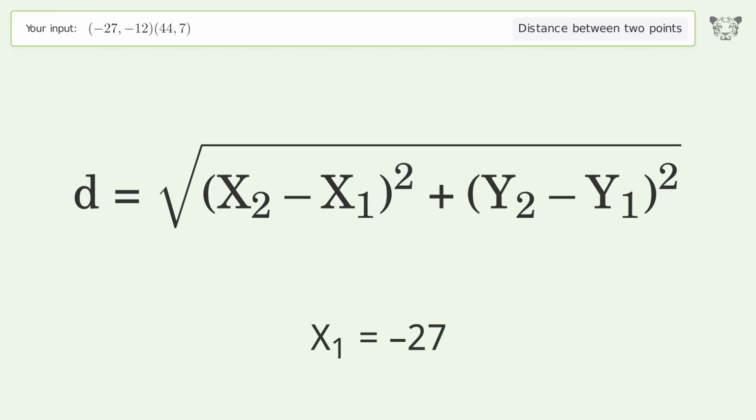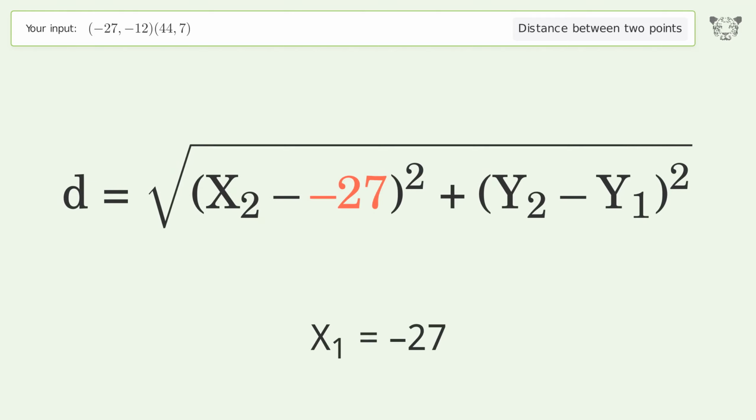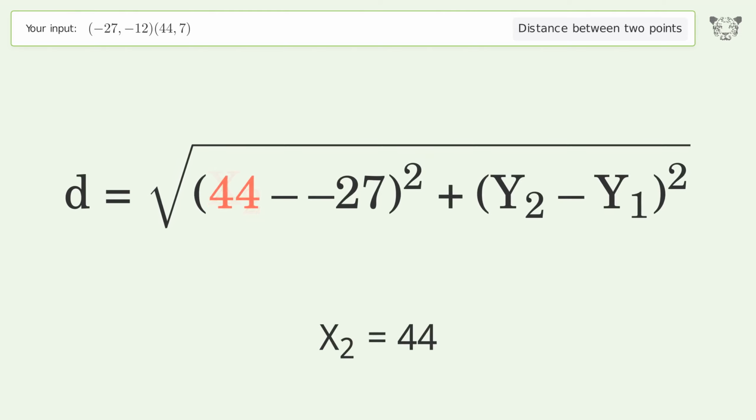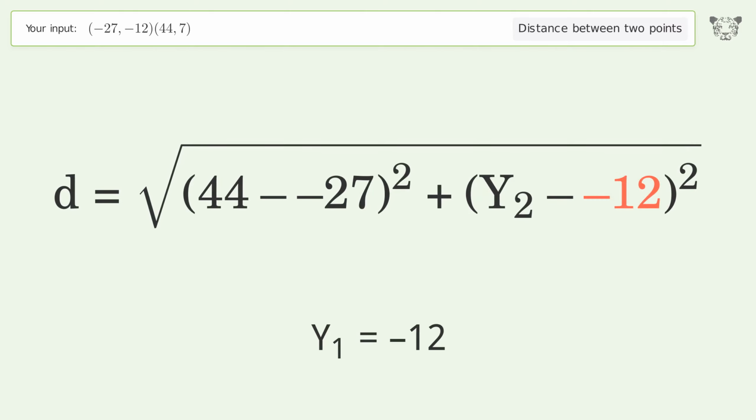x1 equals -27. x2 equals 44. y1 equals -12. y2 equals 7.